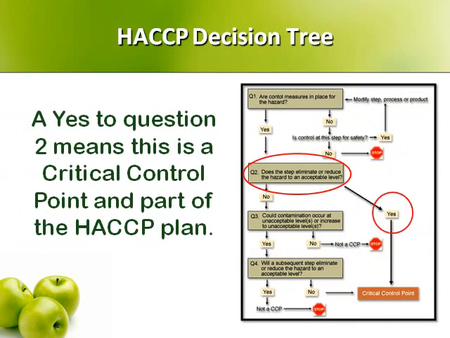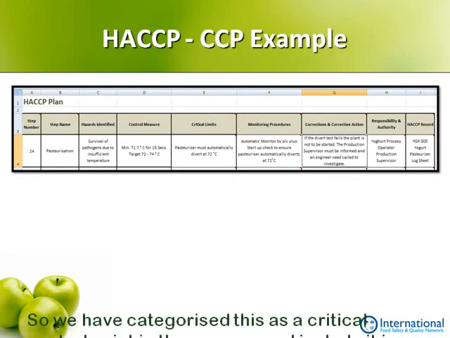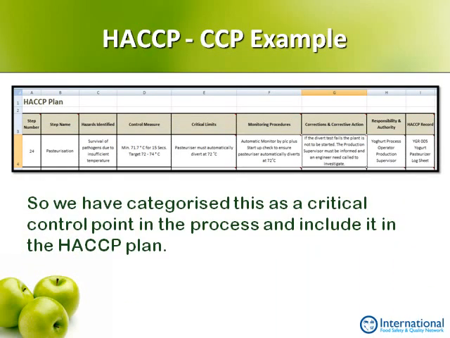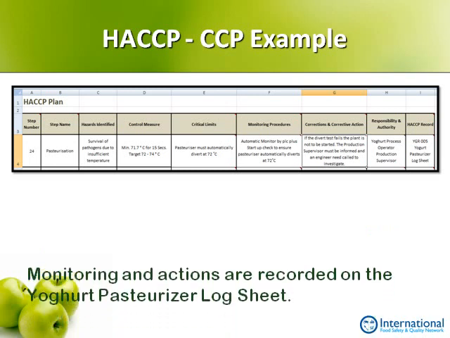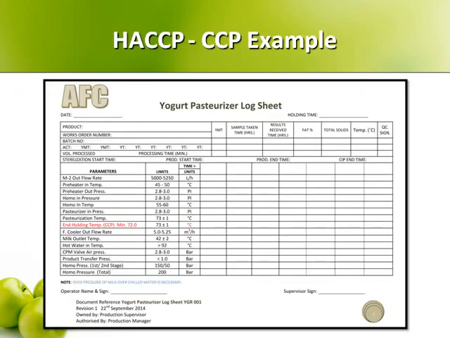A yes to Question 2 means this is a critical control point and part of the HACCP plan. So we have categorized this as a critical control point in the process and included in the HACCP plan. Monitoring and actions are recorded on the yogurt pasteurizer log sheet.